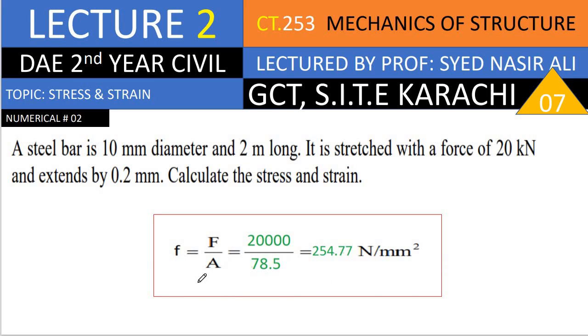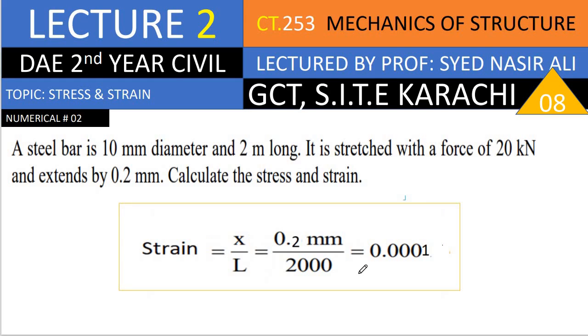The next step is the stress, and stress is equal to force upon area, and force is 20,000, and area we have calculated 78.5. We are getting 254.77 Newton per millimeter square stress. For strain, as strain is equal to change in length, stretch in length divided by original length. So stretch in length is 0.2 mm. We are putting here 0.2 mm. Original length is 2 meter or 2000 millimeter, and 0.2 divided by 2000, we are getting 0.0001. Strain has no unit of measurement.